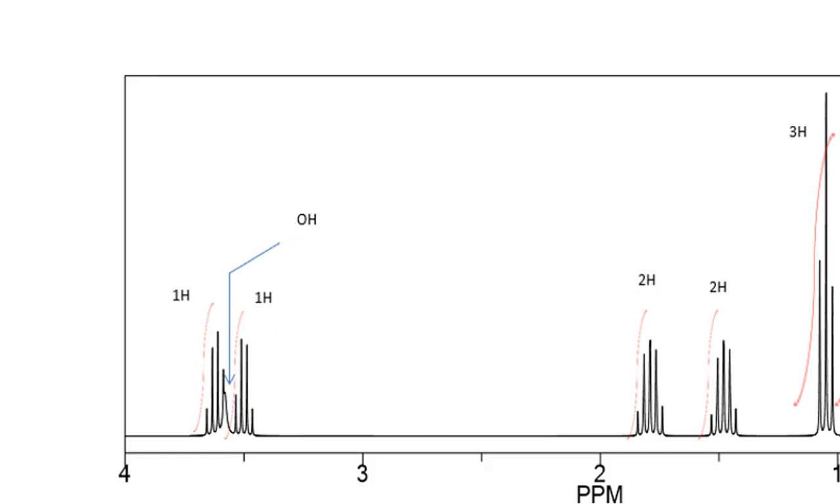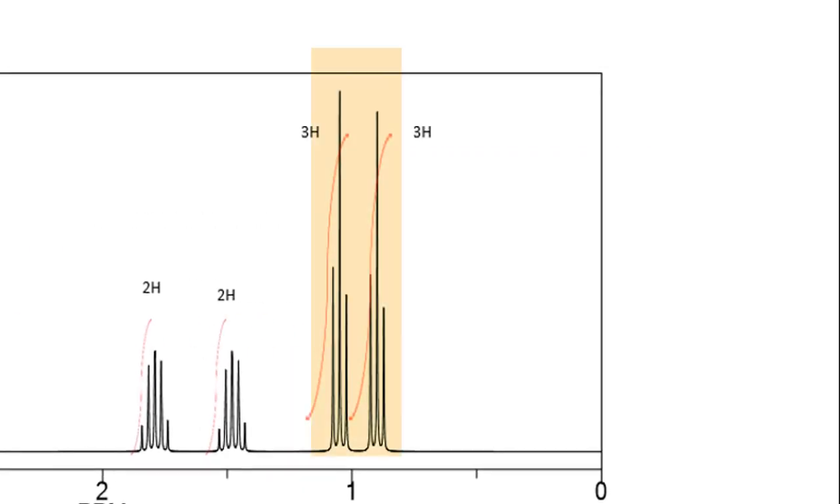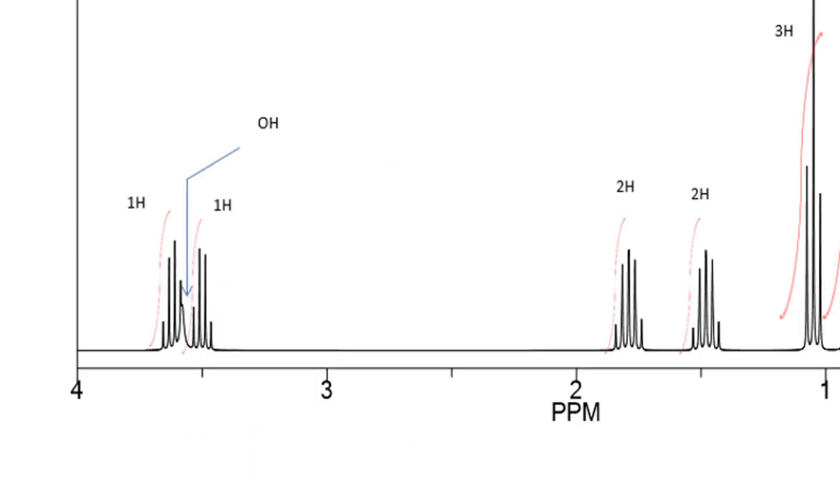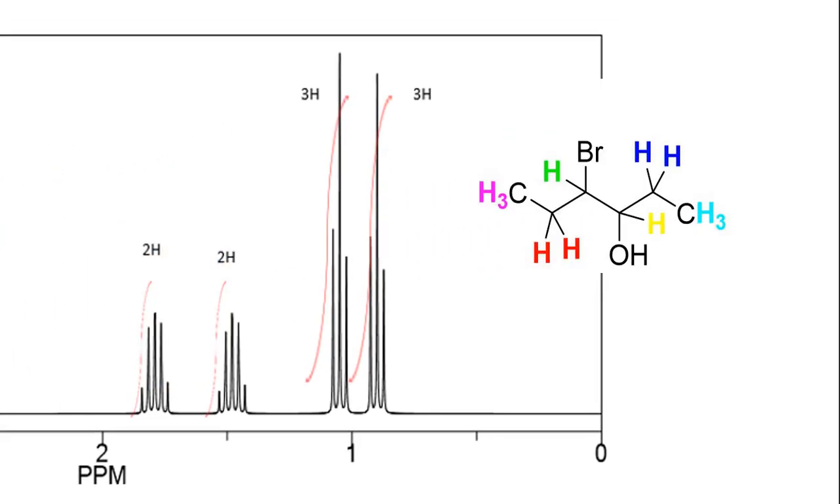And then we have 2 triplets, both integrating for 3 protons. We have 2 pentets, both integrating for 2 protons. Down in the far region, we have 2 quartets, and they both integrate for 1 hydrogen. So let's start with the 2 triplets. Both of those triplets are going to represent the 2 methyl groups, the CH3 groups, the teal group and the pink group. Both of those have N equals 2.